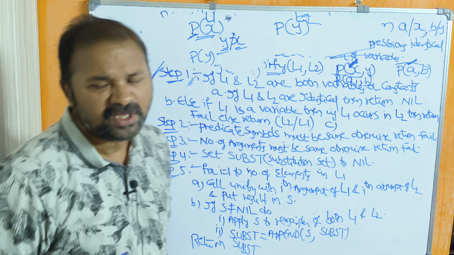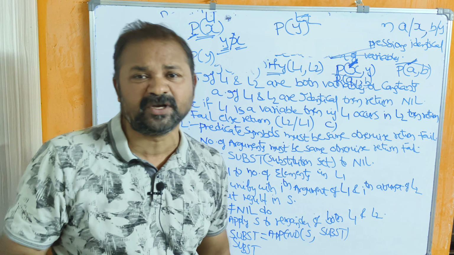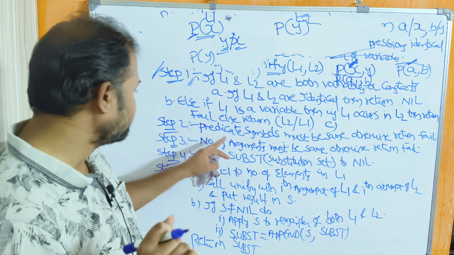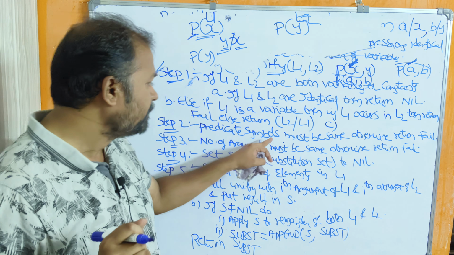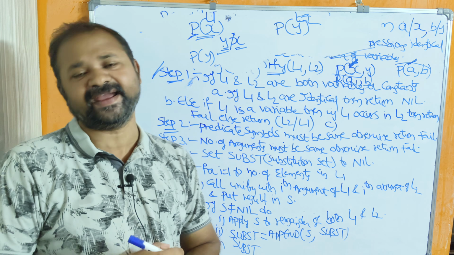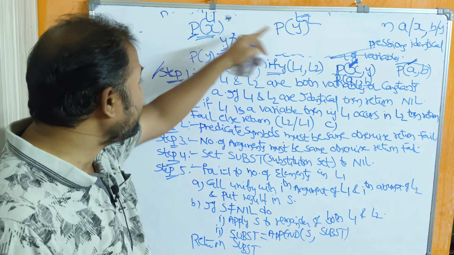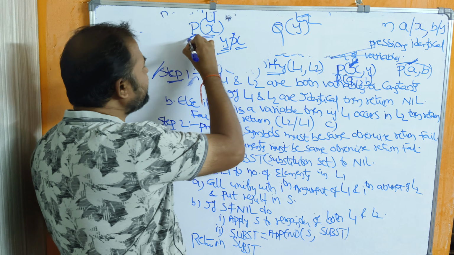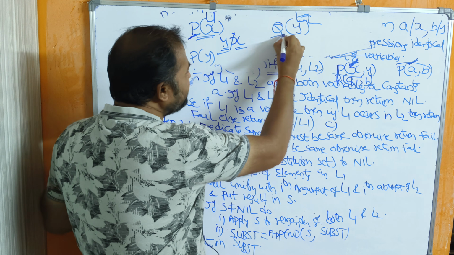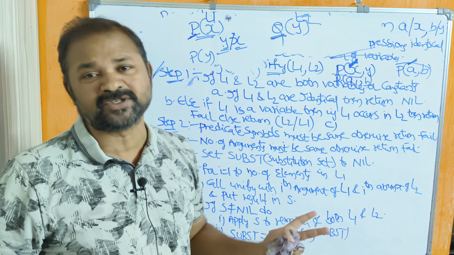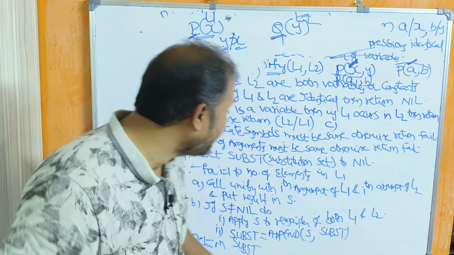Next is step 2. Unification is possible when the predicate symbols are the same in both the expressions. That is the point. Predicate symbols must be the same, otherwise return fail. So if the predicate symbols are the same, then only we can do the unification. Let here the predicate symbol be P and here the predicate symbol be Q. Then unification is not possible, so we have to return fail.